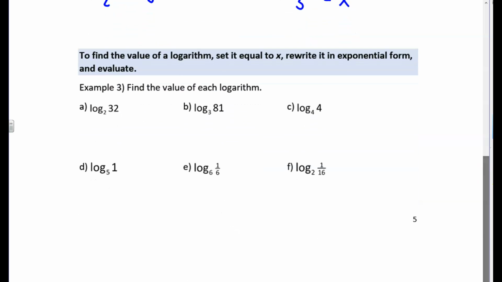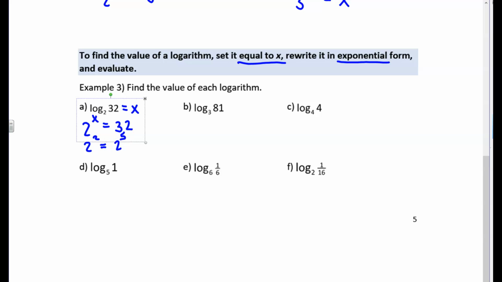So now, let's take a minute and actually solve some equations. In order to find the value of a logarithm, I'm going to first set it equal to x, then rewrite it as an exponential, then evaluate. So log base 2 of 32, I'm going to set it equal to x, and I'm going to rewrite it as an exponential. 2 to the x is 32. Well, that really is asking 2 to the what gets me 32. Well, I could rewrite the 32 as 2 to the 5th.